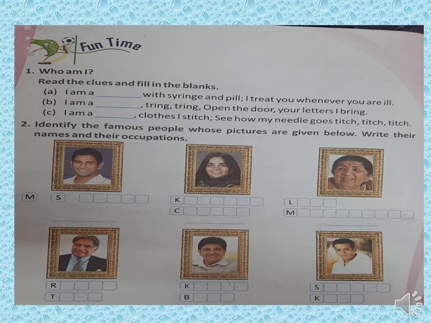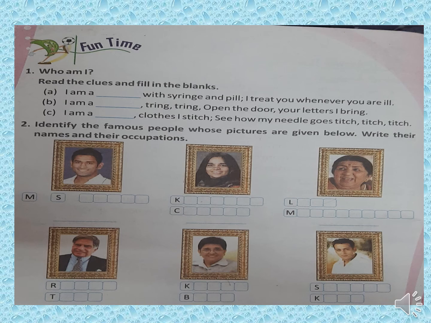Yes. And second is Kalpana Chawla. Next is Lata Mangeshkar. She is a singer. Can you guess the next picture? Yes, he is Mr. Ratan Tata and he is a businessman. Next is Kiran Bedi. Kiran Bedi is the first IPS woman officer of India. And last is, I know you know all this, he is Salman Khan, a famous actor.